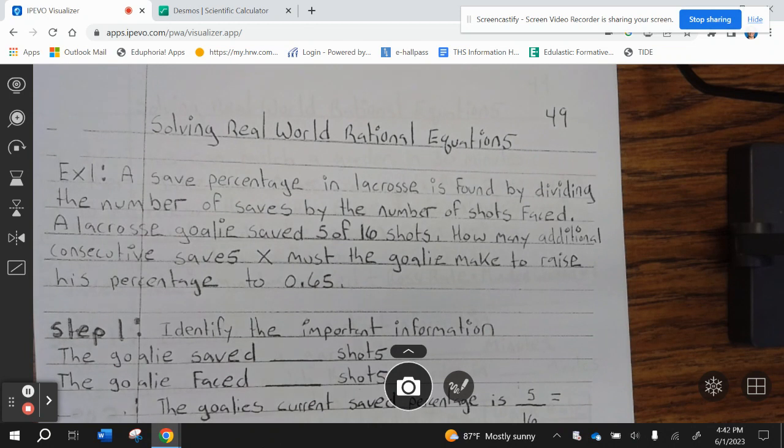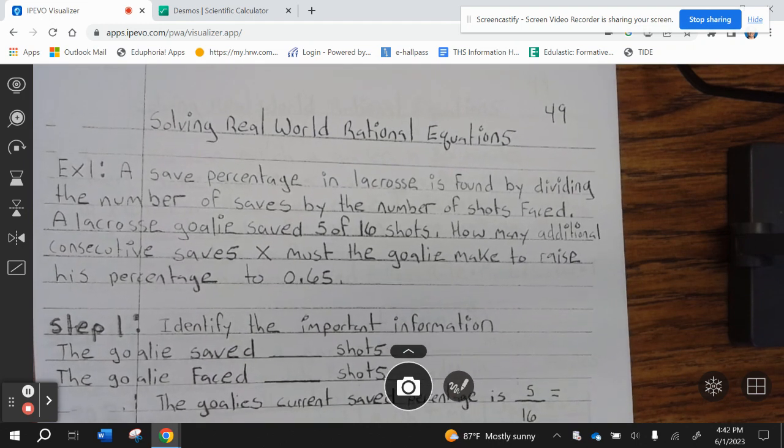Example 1, a save percentage in lacrosse is found by dividing the number of saves by the number of shots faced. A lacrosse goalie saved 5 of 16 shots. How many additional consecutive saves X must the goalie make to raise his percentage to 0.65?